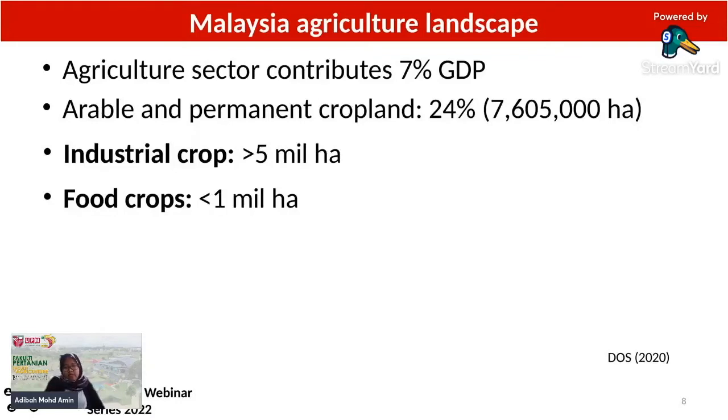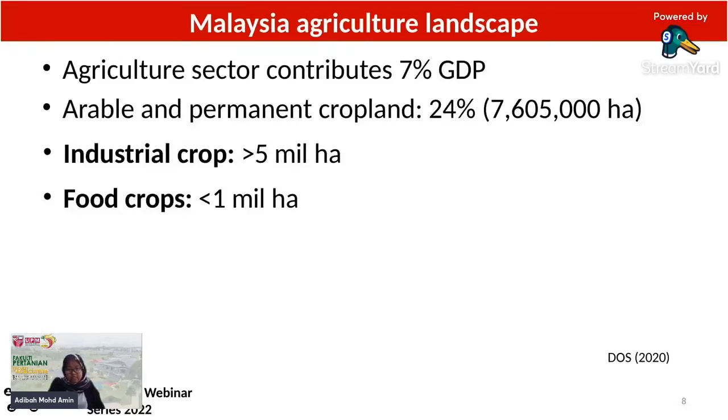Okay, one of the reasons agriculture needs to compete with industry for land is because the industry and service sectors contribute bigger chunks of GDP, or gross domestic product. The agriculture sector only contributes about 7% of the Malaysian GDP. The arable and permanent cropland is about 34%, which in total is about 7 million hectares.